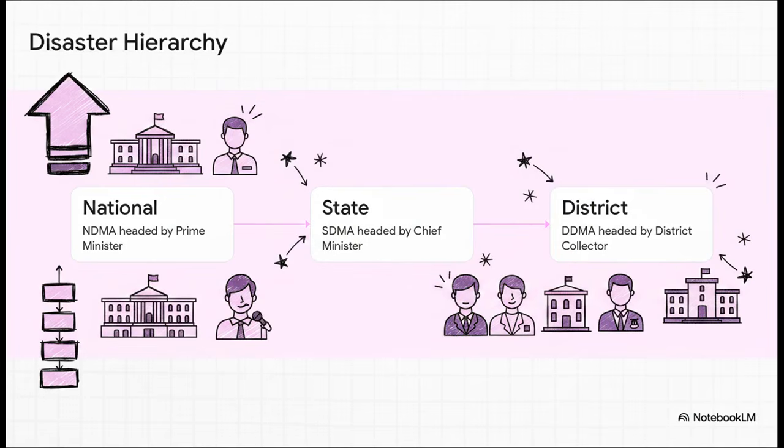Now, the Disaster Management Act's hierarchy is actually kind of beautiful because it perfectly mirrors the political ladder of the country. At the national level, the NDMA is headed by the Prime Minister. Drop down a level, and the State Disaster Management Authority is headed by the Chief Minister. Drop down to the local level, and the District Authority is headed by the District Collector. It's just a perfectly clean, logical structure that should be incredibly easy to recall when you're under exam pressure.